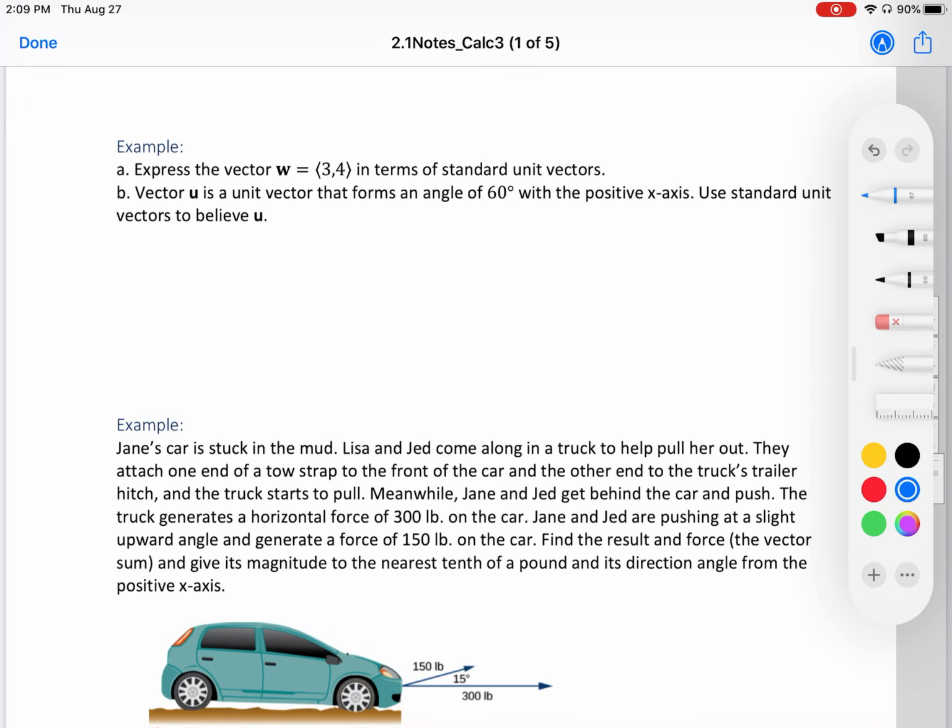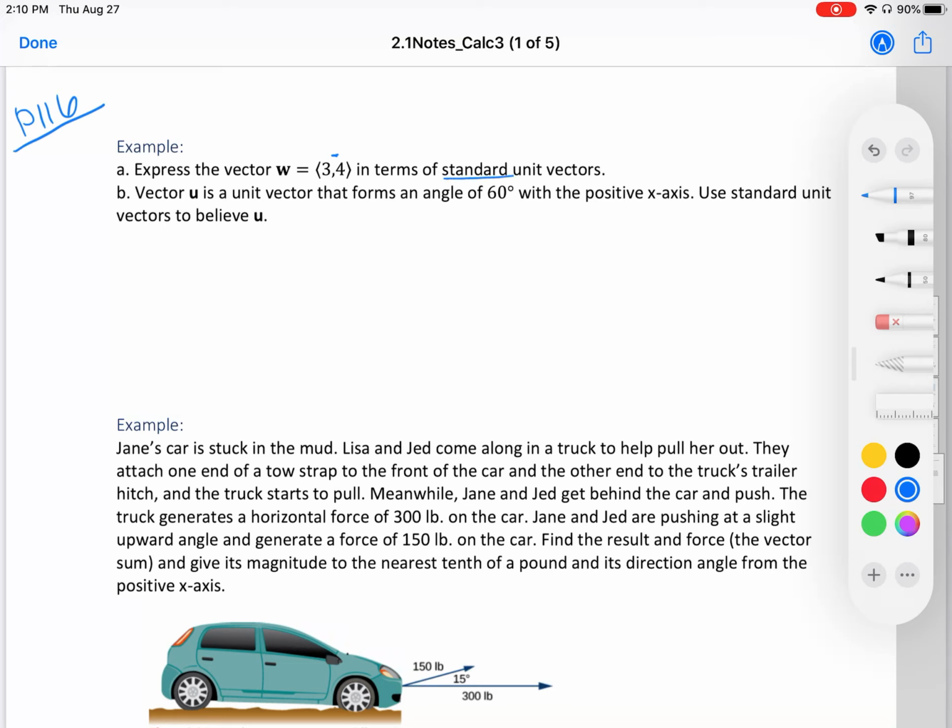Let's do an example. Express the vector w (3, 4) in terms of standard unit vectors. Did I write it incorrectly? Yes. There's a typo, and I'll fix it in your notes. The reason there's a typo is because I want it to match your text. This is on page 116, and it has a -4. So I'll fix that in your notes.